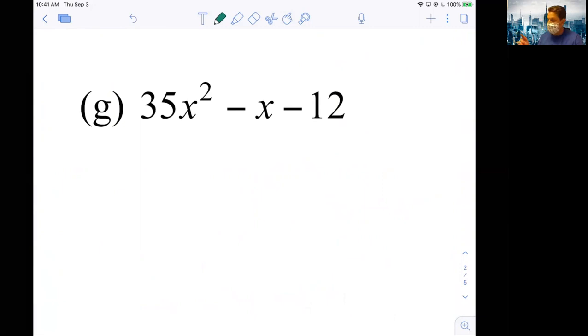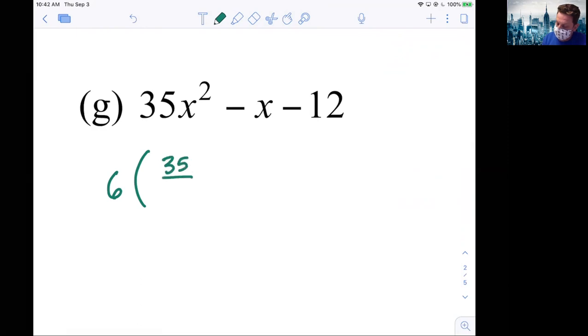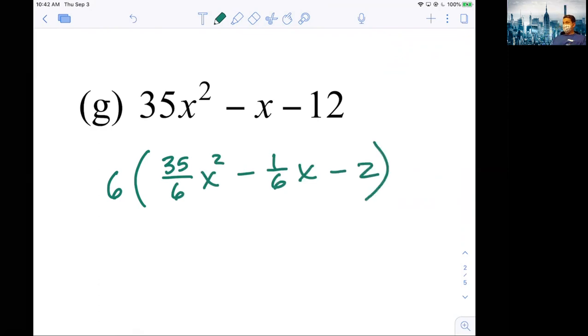Now here's the thing. I'm glad you said that. 6 is only a factor of the last number. This is crazy. We could factor out a 6. If you were heck bent on doing it, you can factor out a 6 because remember, factoring out is the same as dividing out. But that would leave you a 35/6 x squared minus a 1/6 x minus 2. Right? Verify. If you redistribute the 6, it's going to divide out in the first, divide out in the second.